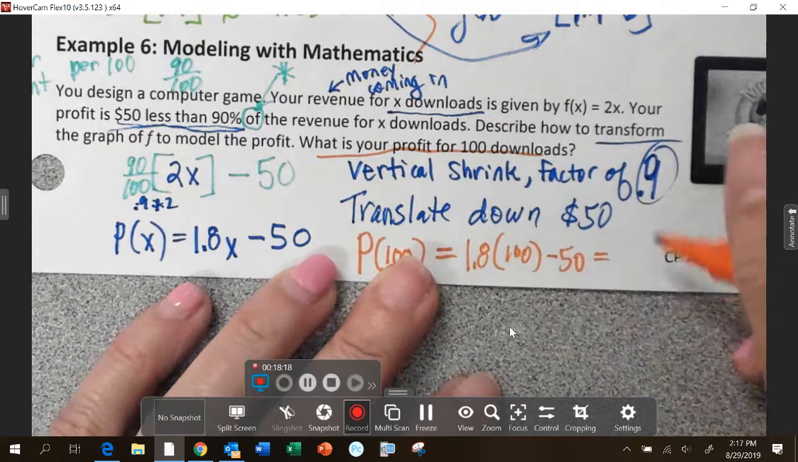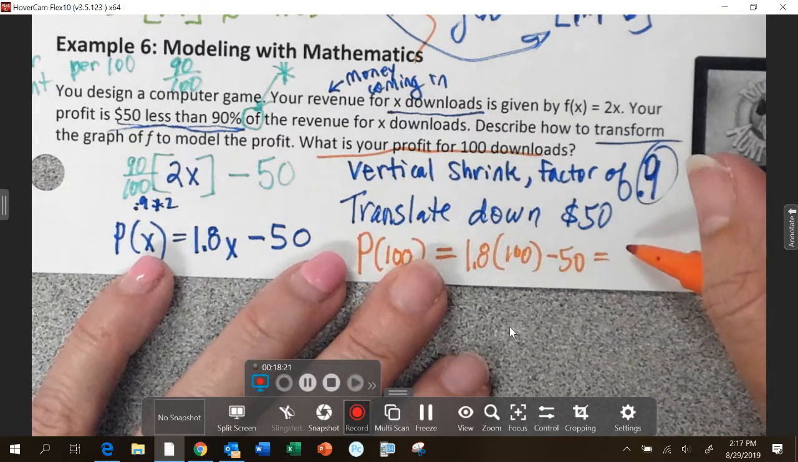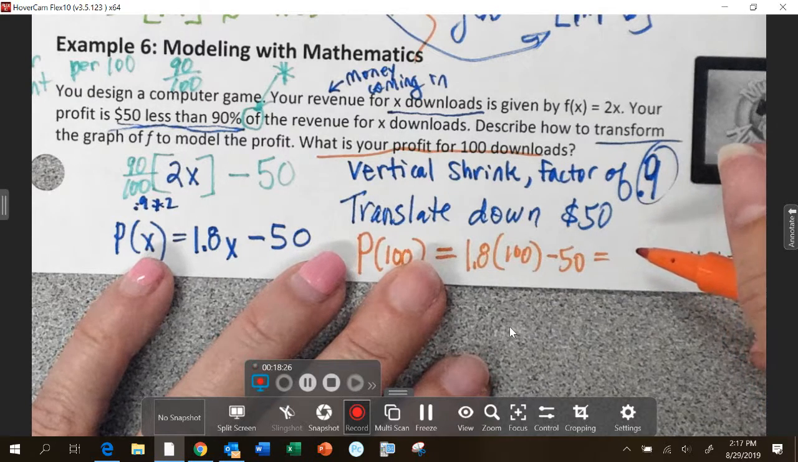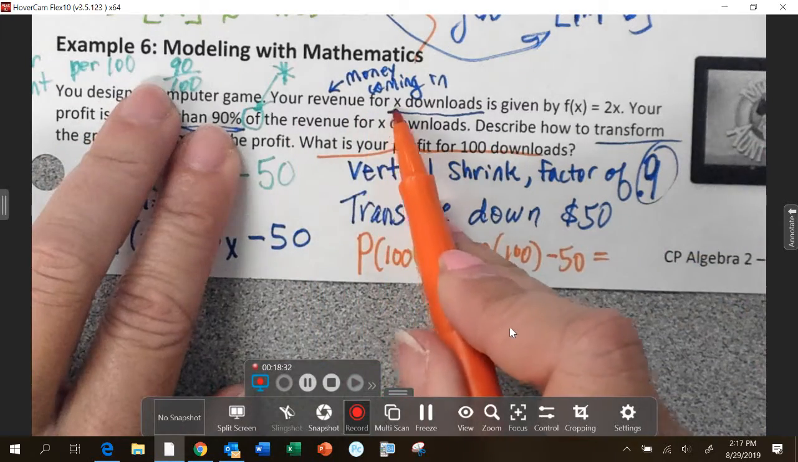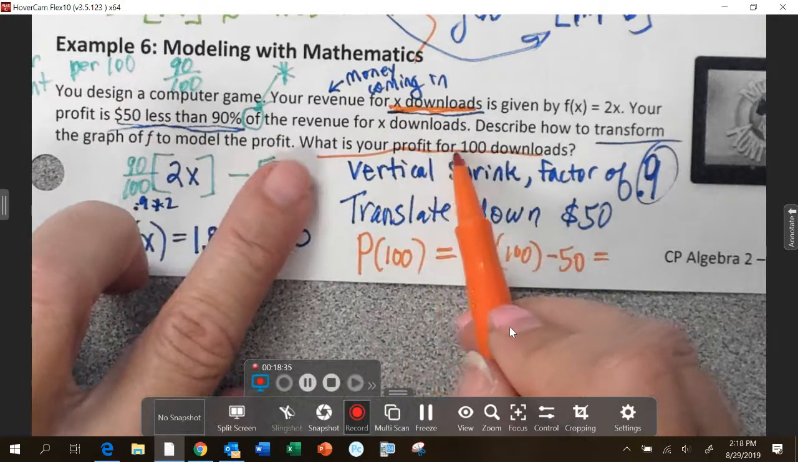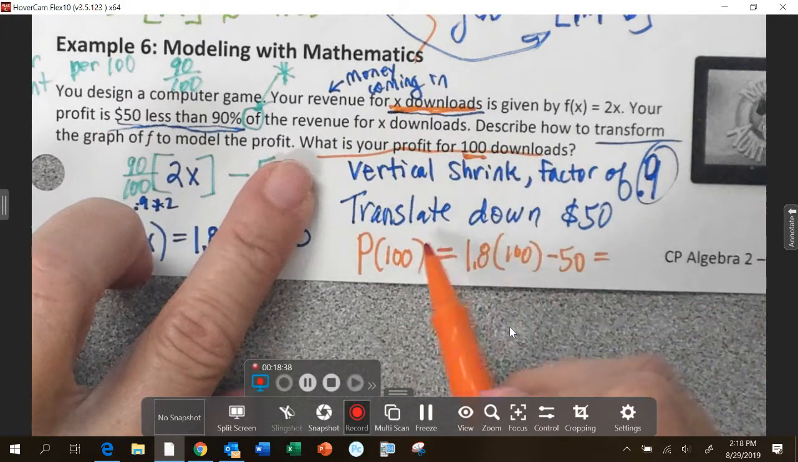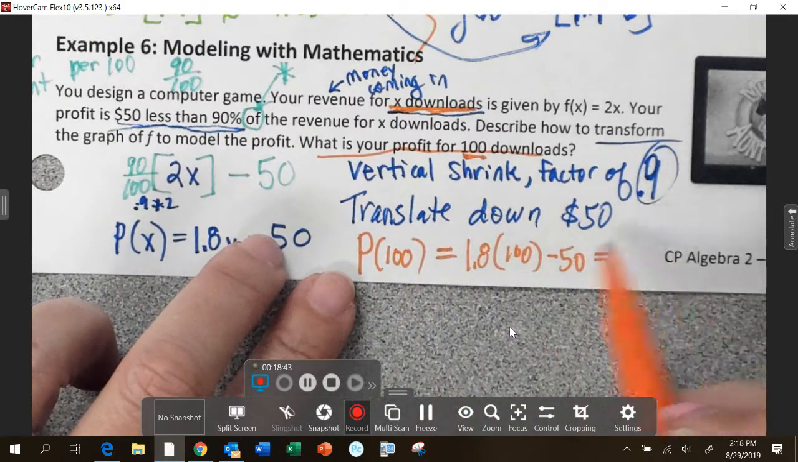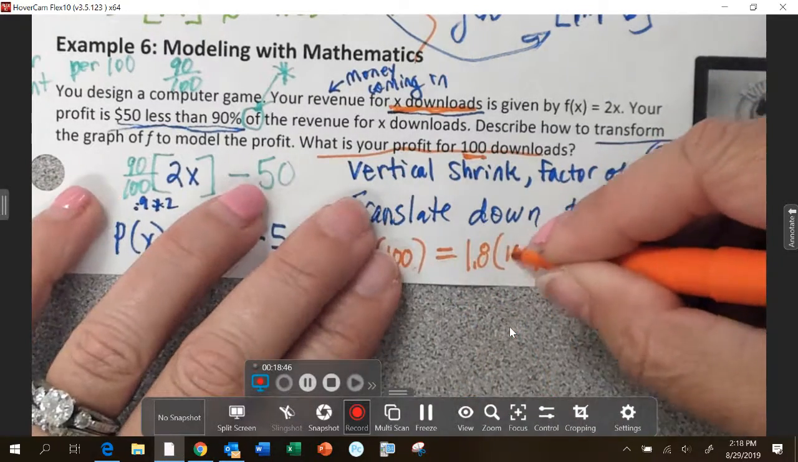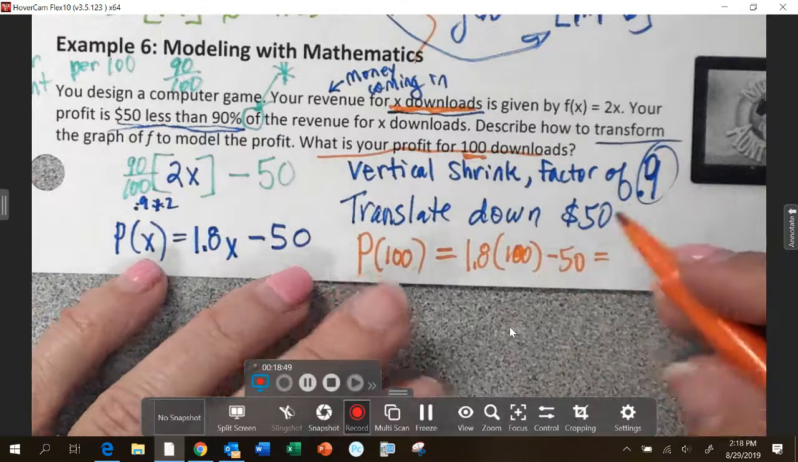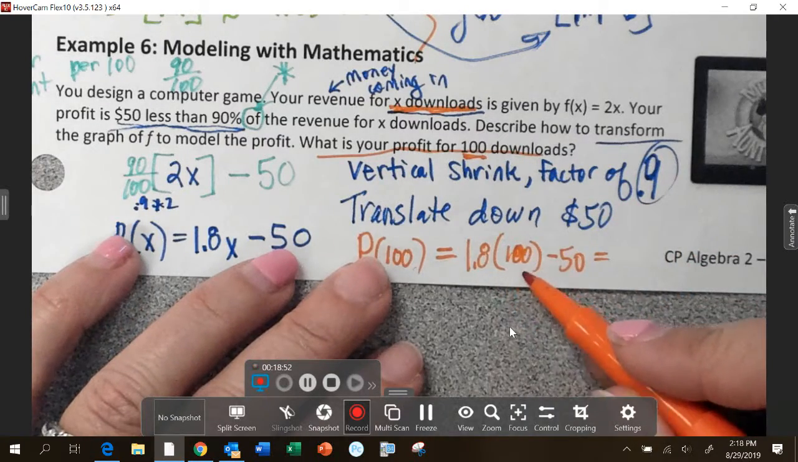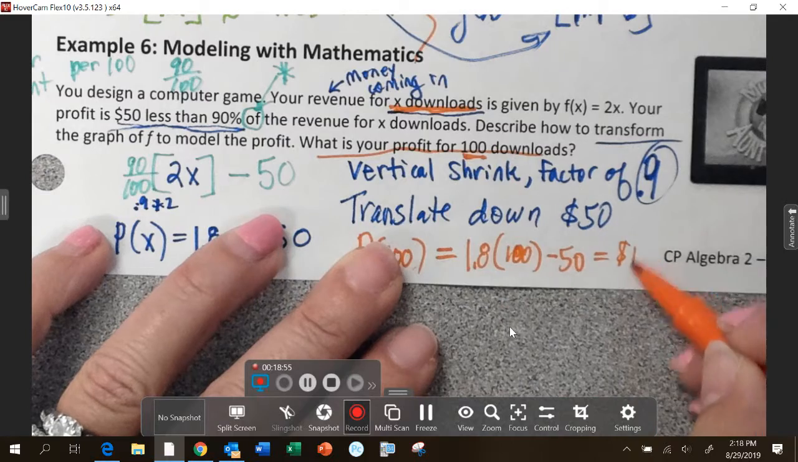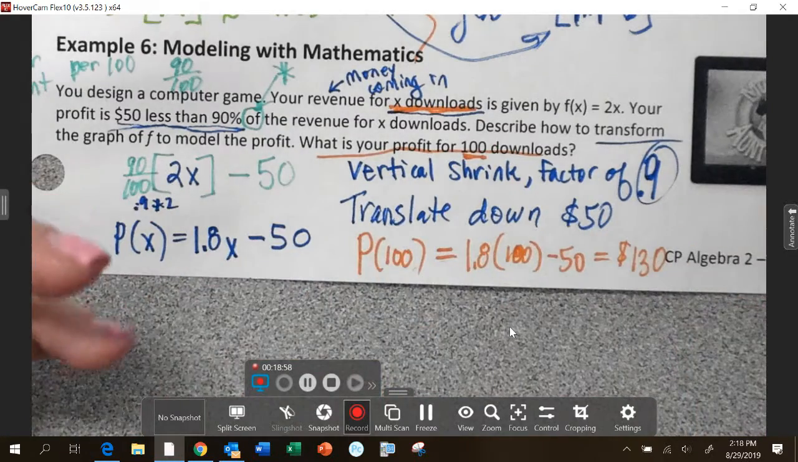So what's the answer, Austin? 130. 130 what? Dollars. What does x represent? X is the downloads. So when I say for 100 downloads, x was downloads. What's in the parentheses? 100. Right here is 100. 1.8 times 100 minus 50 is 130 what? Dollars profit. You're finding your profit, that's dollars.